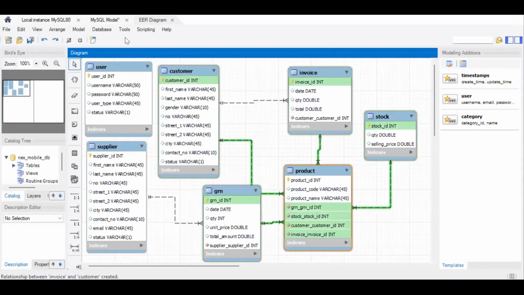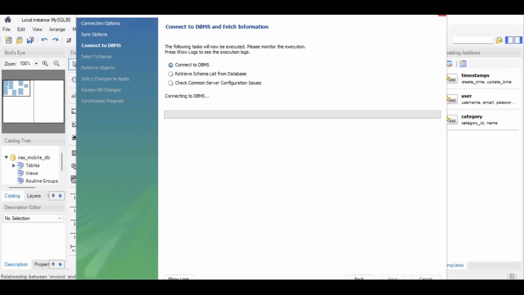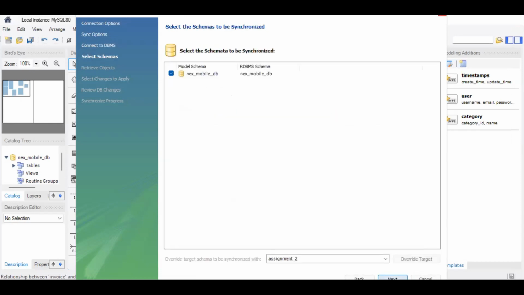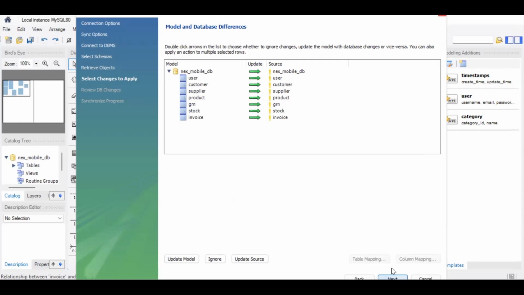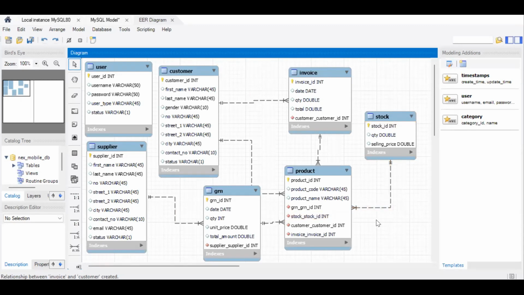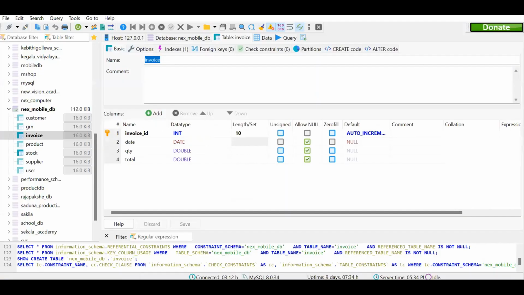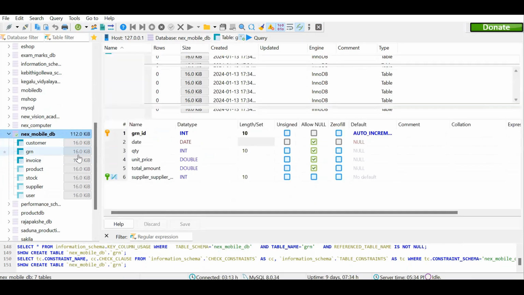Then let's synchronize this model. Click on Database, Synchronize Model, click on Next, Next again, and again Next, and check whether the relevant database has been selected, then Next again, and then Execute. It tells us that the synchronization completed successfully. Then close, and let's move to the HeidiSQL software to see whether this update has been applied to our database. Here is the NextMobileDB, the database that we have created.